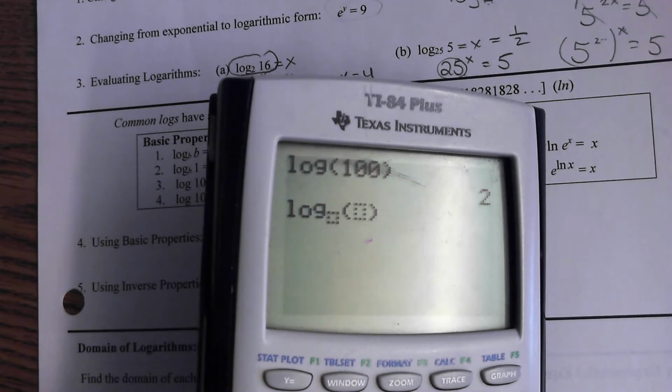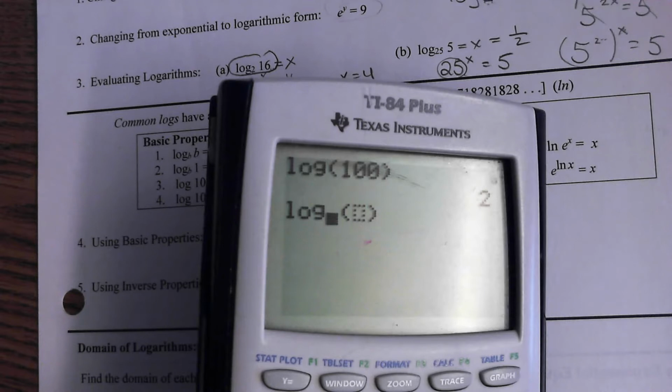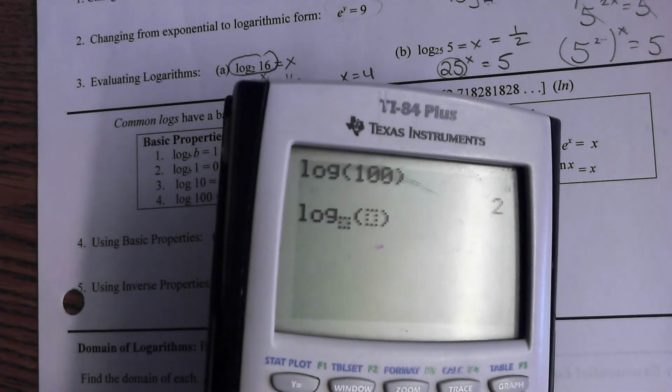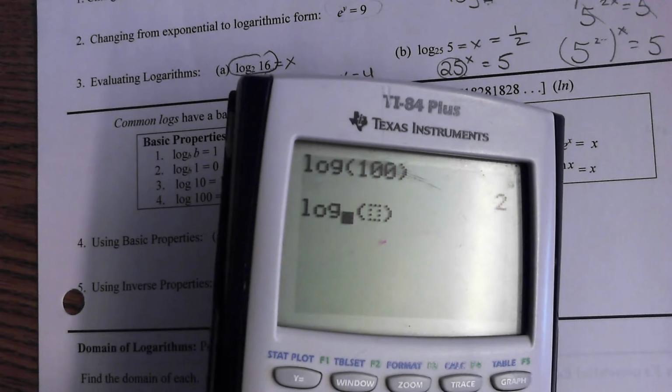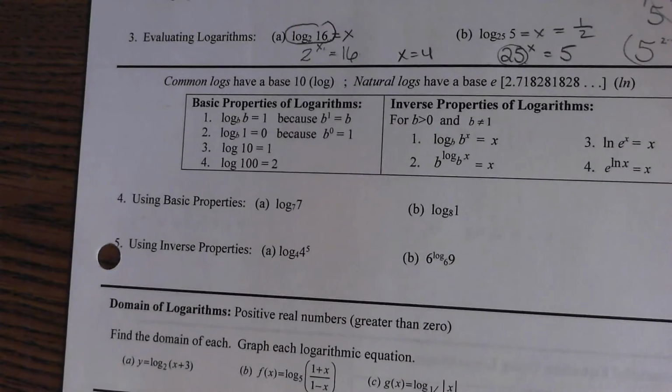Log base is disabled. Oh, I'll have to Google that later for you. I'm going to figure it out right now. Okay, good luck. All right.